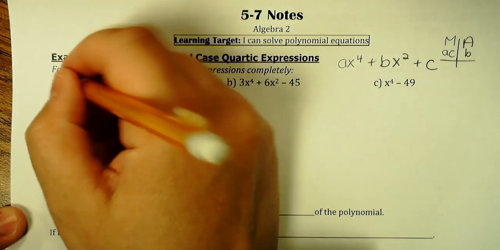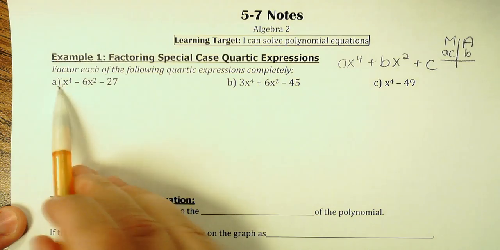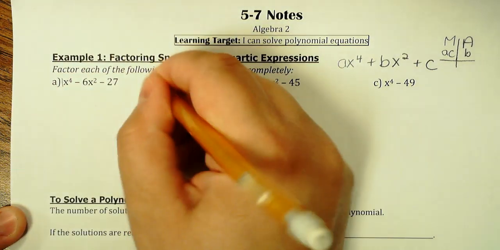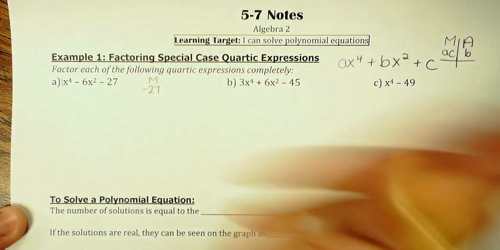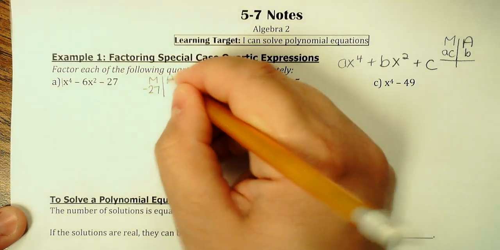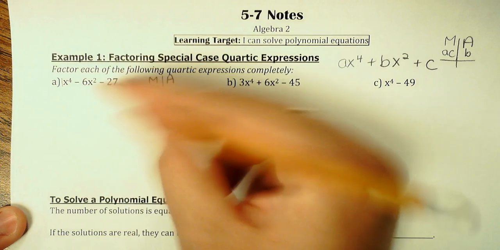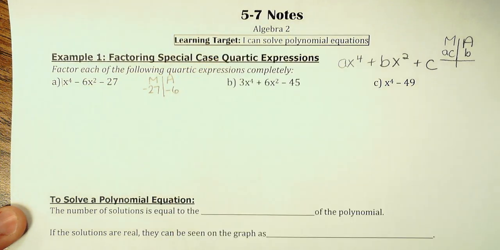The a value here would just be 1. So I'm going to do 1 times negative 27. So I need two numbers that when I multiply them, I get negative 27. Same two numbers, I add them, I get the number in the middle, the b value, which is negative 6.